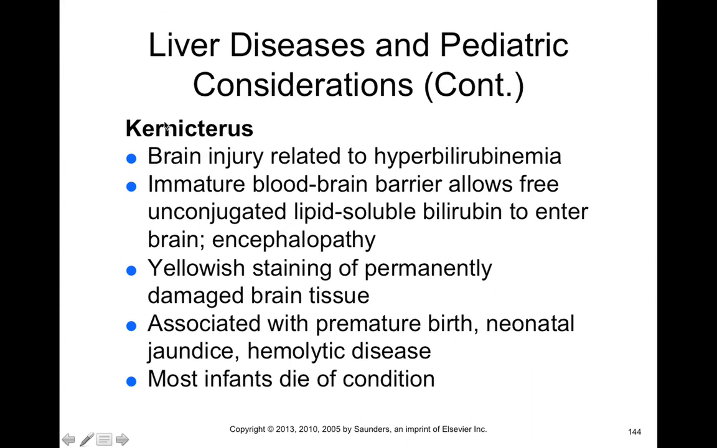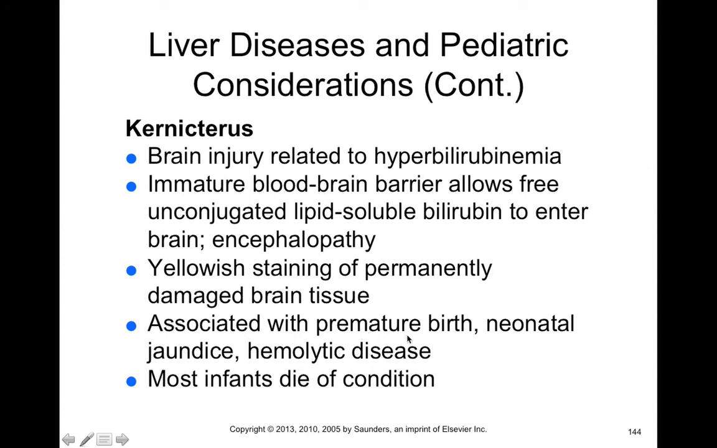Now, kernicterus is one of those conditions where, due to hyperbilirubinemia or excessive bilirubin accumulation in neonates, because of an immature blood-brain barrier, bilirubin is more capable of crossing the blood-brain barrier, and it actually causes encephalopathy. Once bilirubin enters the brain tissue, it causes an inflammatory reaction that can lead to increased intracranial pressure. What this looks like is a yellowish staining of brain tissue, and it's permanent, so it damages the tissue permanently.